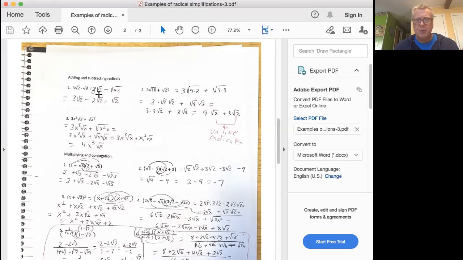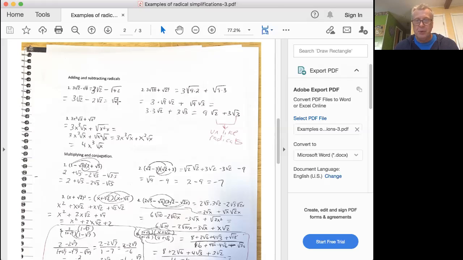So writing the 8 as 4 times 2 underneath the square root, we can take the square root of the 4 and get 2. So that gives us 3 square root of 2 minus 2 from that square root of 4 part, square root of 2. These now are like radicals. So we can take the 3 minus 2, which will give us 1, and that gives us 1 square root of 2, or just square root of 2.